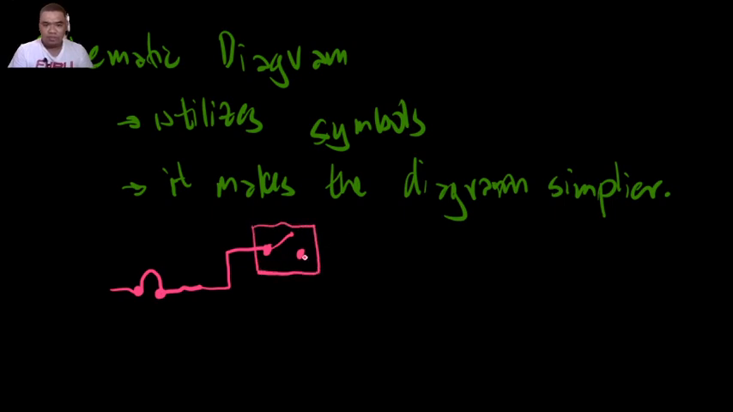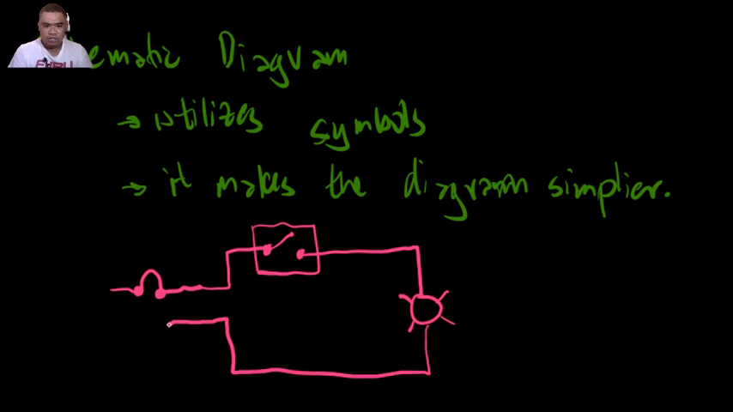Okay, then the symbol for a bulb. Then the symbol for another circuit breaker. So this is a two pole, normally open breaker. Then we have line one and neutral. Okay, so this will be the schematic diagram.